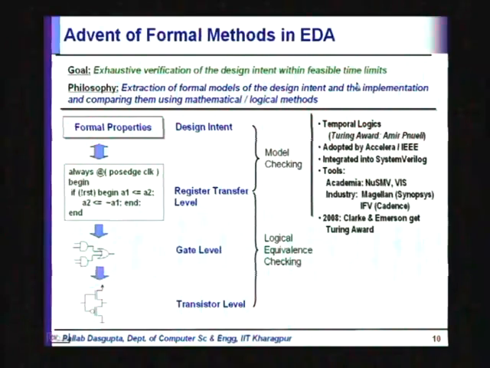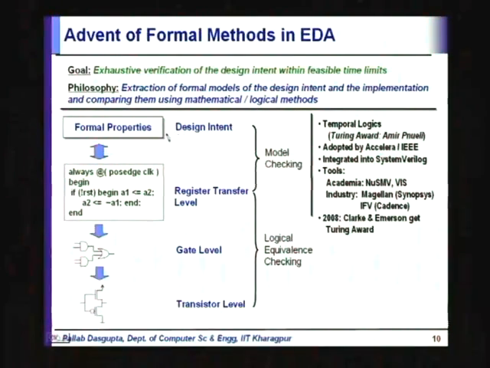But formal methods tries to score over that by saying that whatever we check will be exhaustive. So we may not be able to check everything with formal, but whatever we check will be exhaustive, a complete guarantee. The philosophy of this is that we extract formal models of the design intent, and we extract models from the implementation and compare them using mathematical or logical methods.